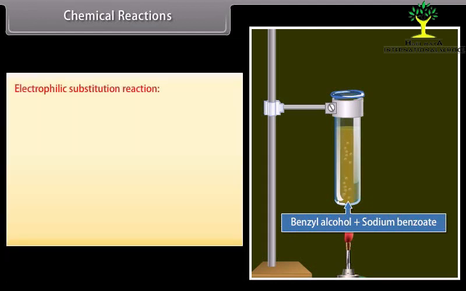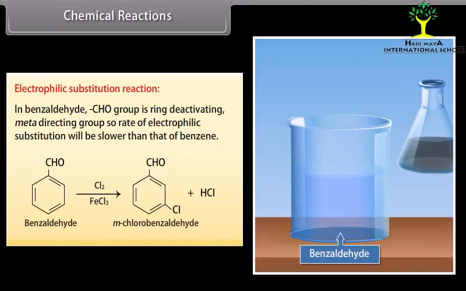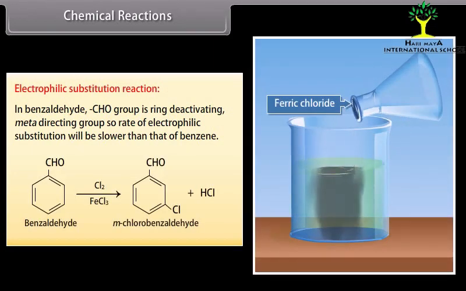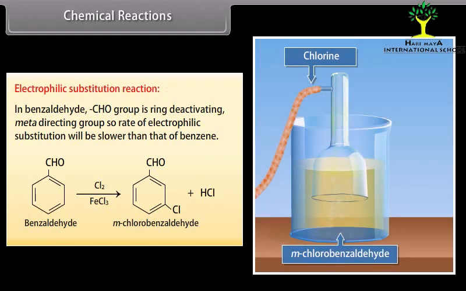Electrophilic substitution reaction. In benzaldehyde, the aldehydic group is a ring-deactivating, meta-directing group, so the rate of electrophilic substitution will be slower than that of benzene. Benzaldehyde reacts with chlorine and ferric chloride and forms meta-chlorobenzaldehyde and hydrochloric acid.